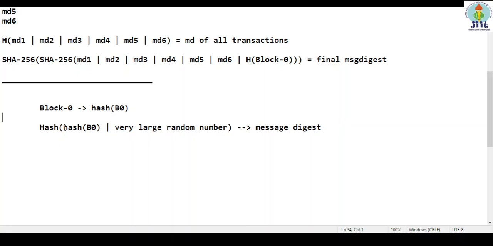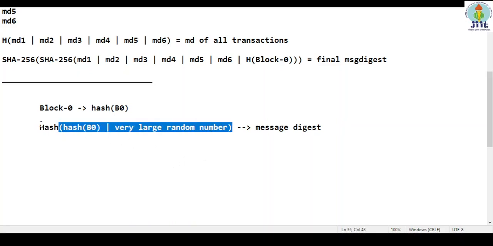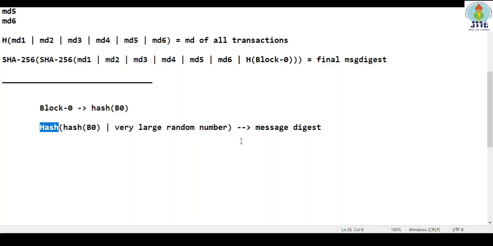Now, what the blockchain framework will do is take the hash of block 0, concatenate some very large random number, and perform a hash of this. Thereby you will get a message digest. Just listen carefully: we know the hash of B0 because block 0 is already created. Assume that block 0 is already created. Everyone knows the block 0 hash value also. So this block 0 hash value plus a very large number will be taken by the system itself, that is, the blockchain framework itself. You don't know what the large number is, and thereby you get one message digest.